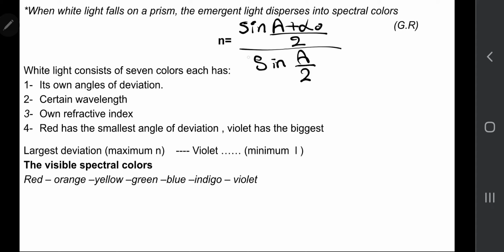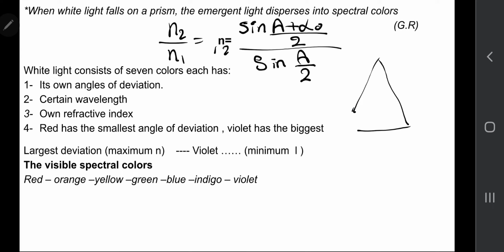Okay, so we can use this law in case of minimum deviation: n2 over n1 equals sin of (A plus alpha naught) over 2 over sin A over 2. Okay, when white light falls on a prism, the emergent light disperses into spectral colors because white light consists of 7 colors. Each color has its own angle of deviation, with certain wavelengths.